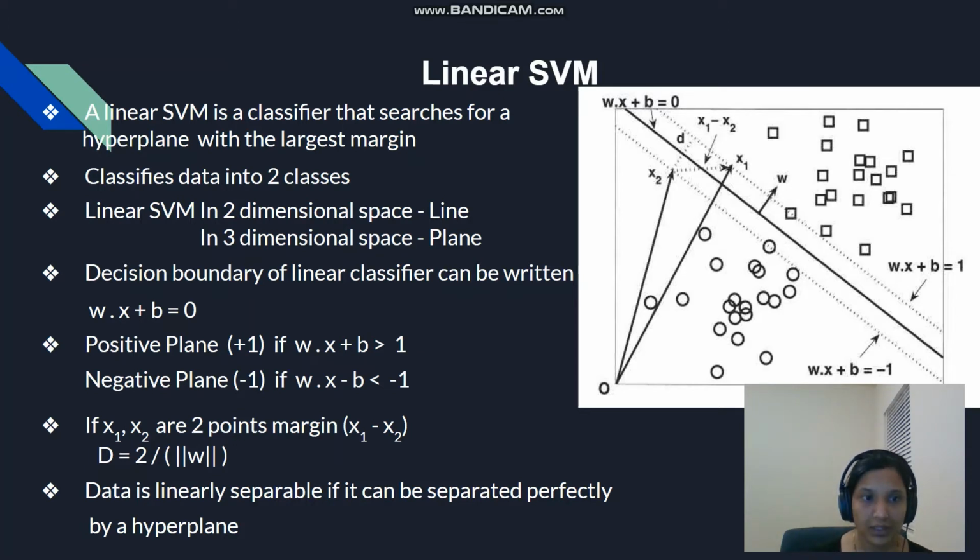So if x1 and x2 are considered as 2 points, then the margin or the distance can be calculated by the equation 2 divided by the norm of w. The data is called linearly separable if it can be separated perfectly by a linear SVM hyperplane, which is difficult if many noise documents exist. And the question for the class: in how many classes does linear SVM classify the data, and what is the shape in 2D space? The answer is linear SVM classifies data in two classes, and the hyperplane in 2D space is a line.